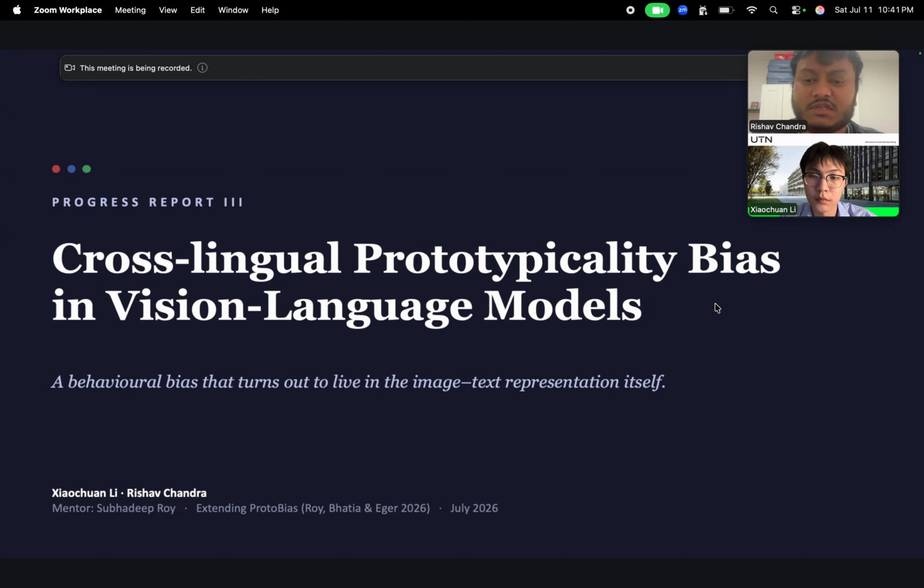in different languages. So throughout this presentation, I'll first briefly recap our previous findings, then we'll introduce the new experiments that we performed for this report, discuss the results, and finally conclude with the implications and future work.